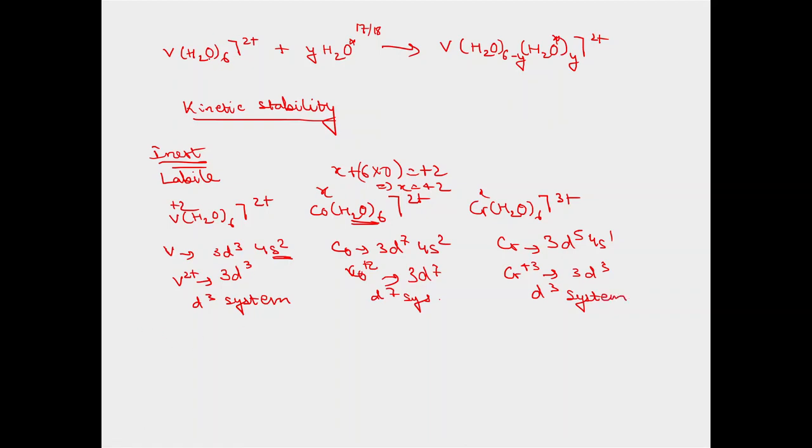Now here there are 6 water ligands, so all the complexes which are given in the question are octahedral. We know that in an octahedral crystal field, the 5 degenerate d orbitals split into two sets, which are t2g and eg. So this is t2g and this is eg.